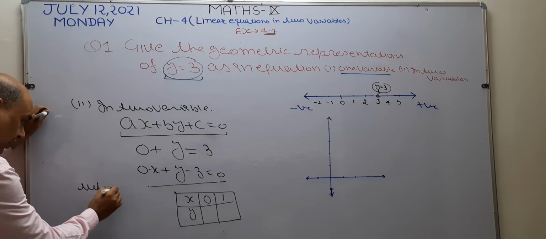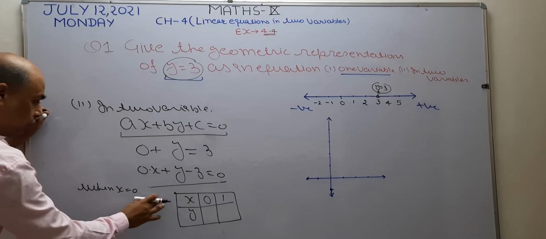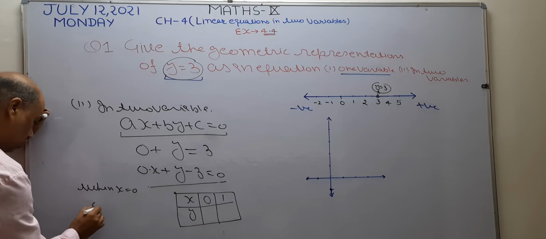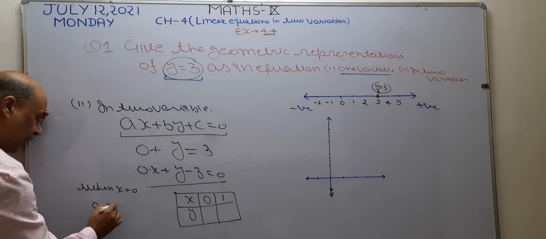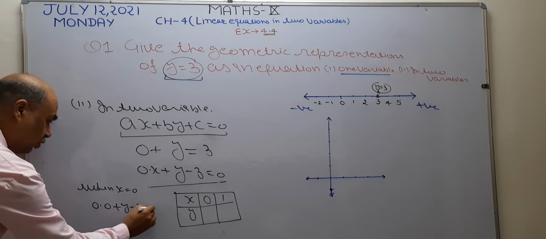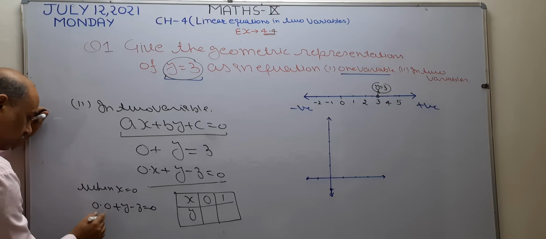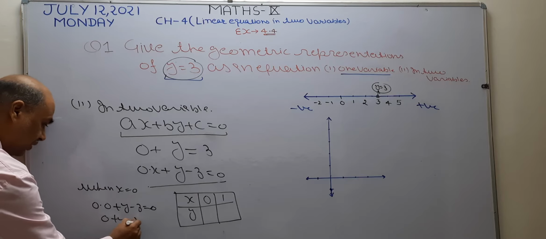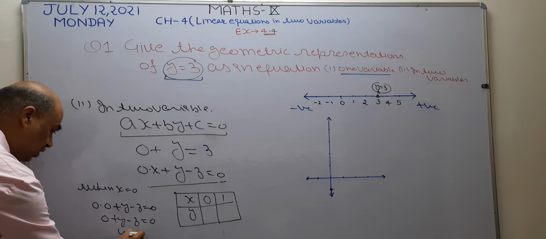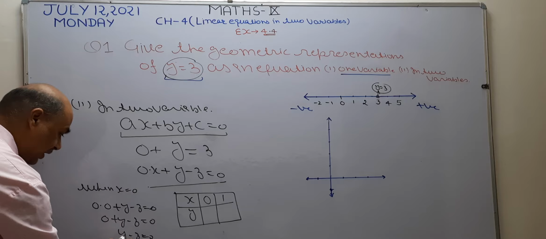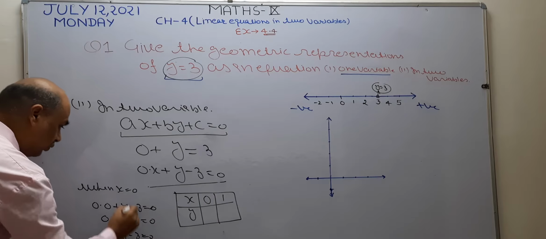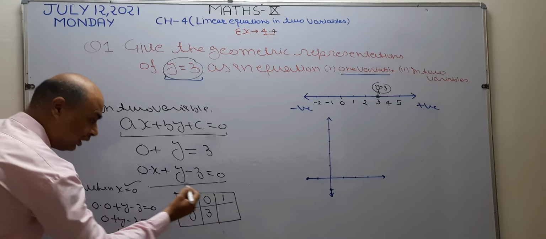See what I write here. When x equal to 0, I put the value of x in this equation. So 0 plus y minus 3 equal to 0. As you know, 0 times x is 0, so y minus 3 equal to 0, y equal to 3. I take minus 3 to the other side. It means when we take x equal to 0, the value of y becomes 3.